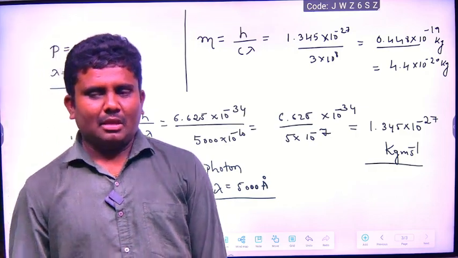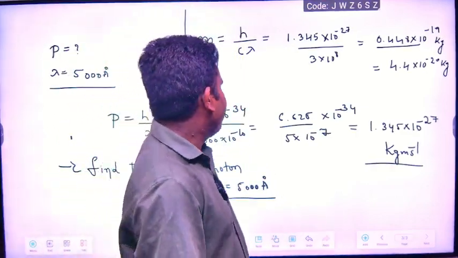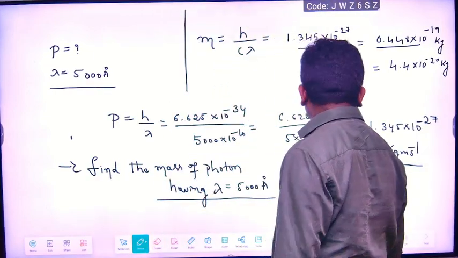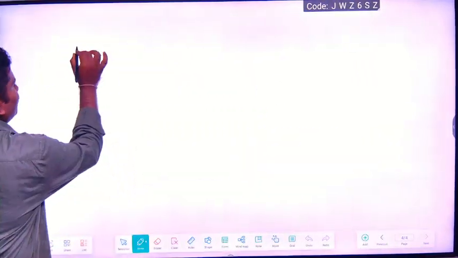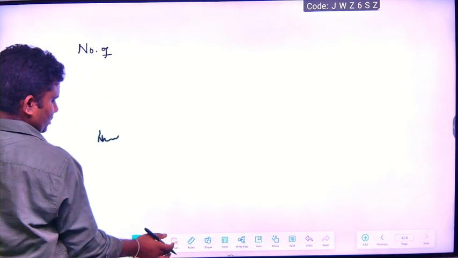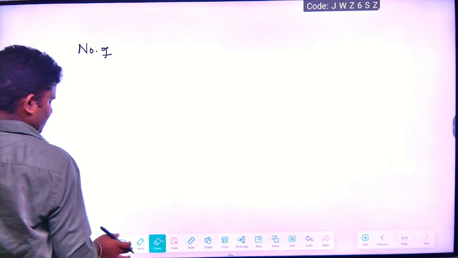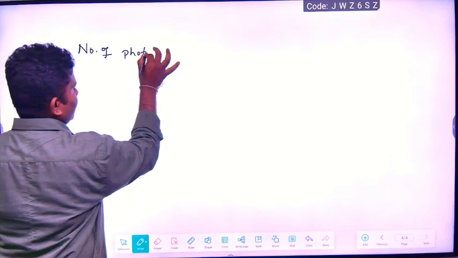Next, number of photons emitted. Take the heading: number of photons emitted.